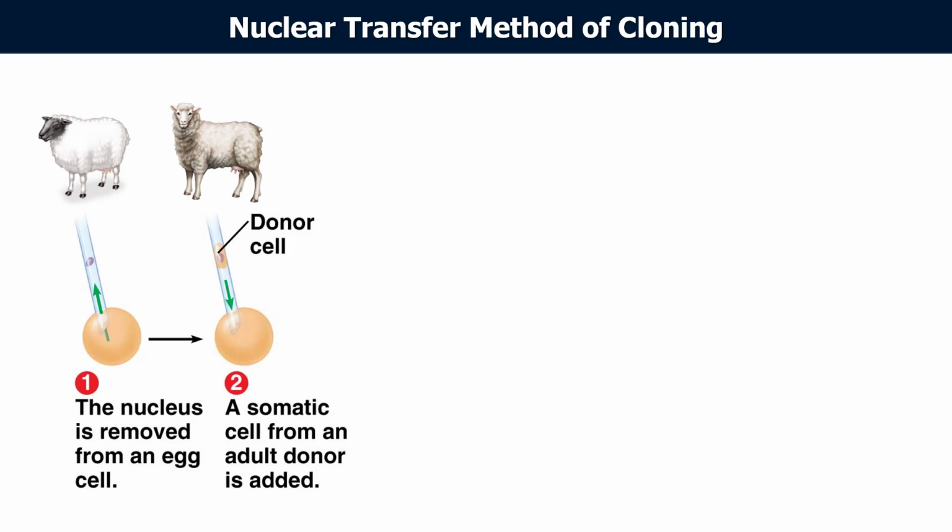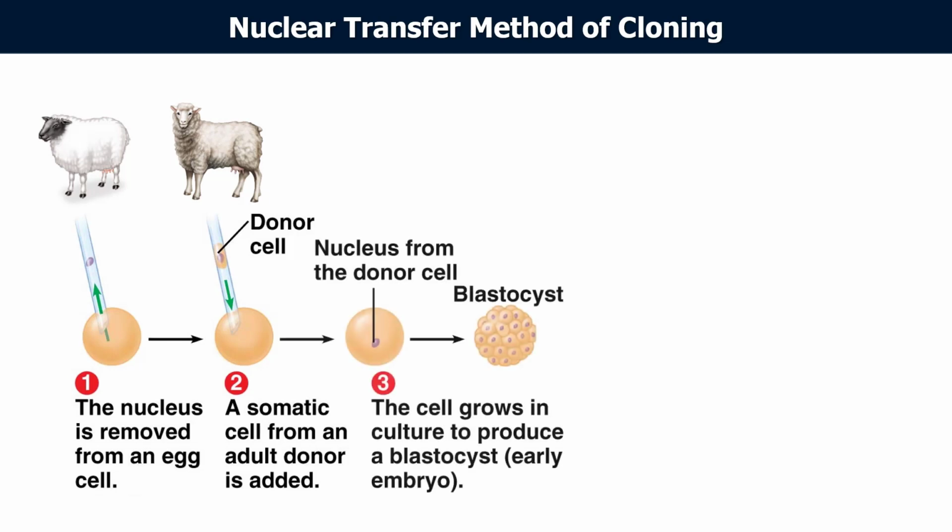Now let's back up a second. The nucleus removed from the egg would have been haploid. Remember, gametes are haploid. There would have been one set of chromosomes. But they're putting in a diploid nucleus. So it's almost as if they're creating a fertilized egg by putting a nucleus in from an adult cell, from a different sheep for that matter.